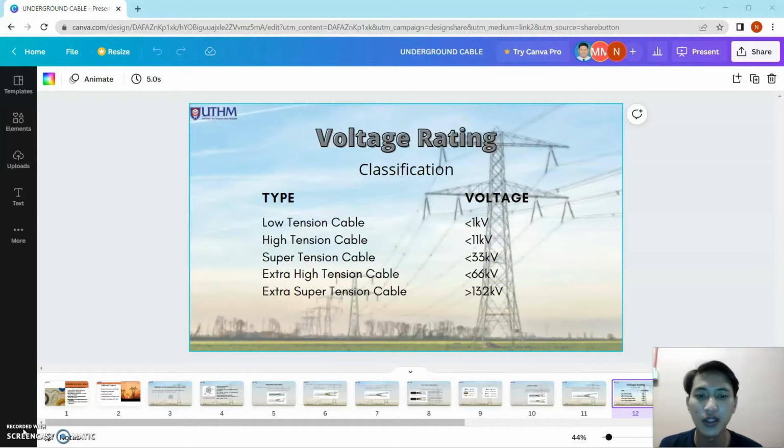For rating, low tension cable is below 1 kilovolt, and high tension cable is below 11 kilovolt. Super tension cable is below 33 kilovolt. Extra high tension cable is below 66 kilovolt. And extra super tension cable is higher than 132 kilovolt.